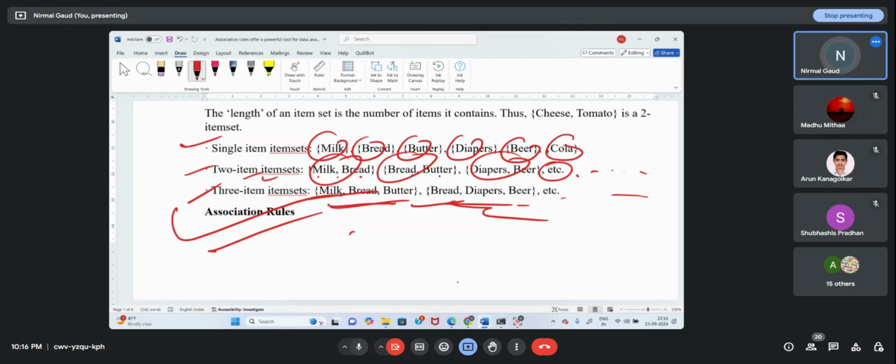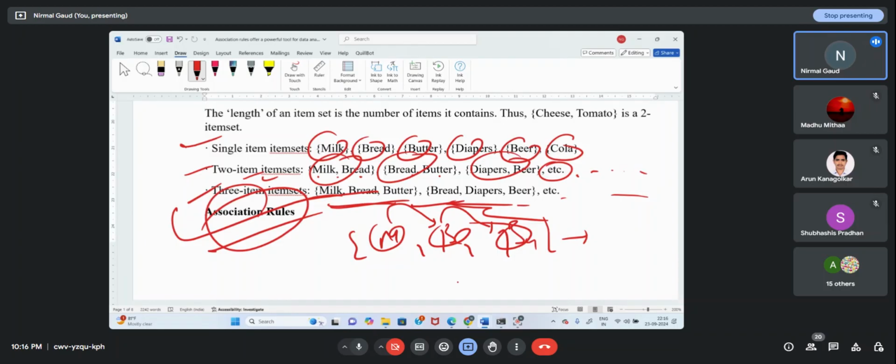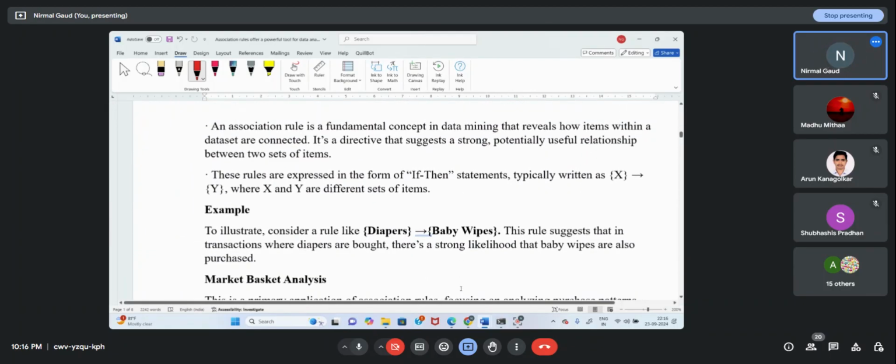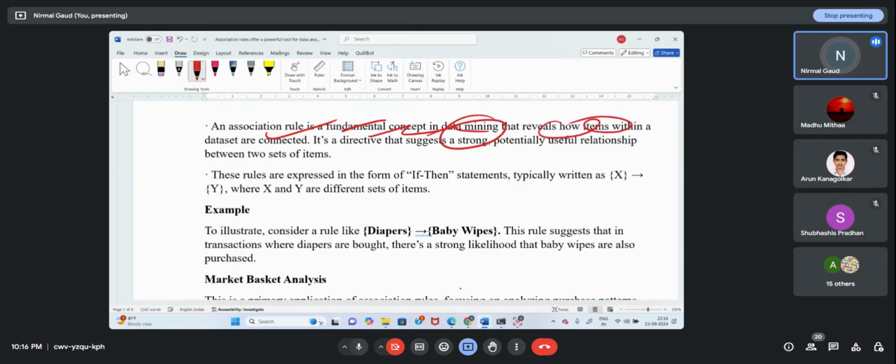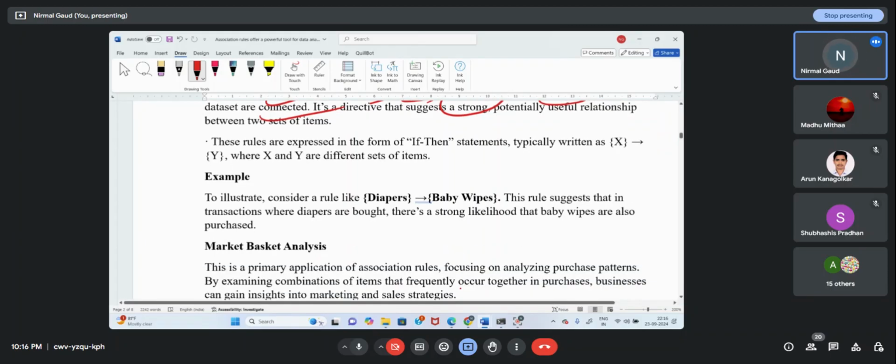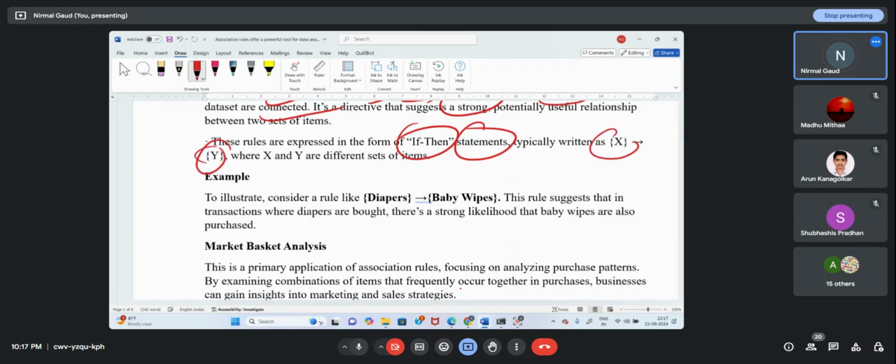Okay, you have considered a set of milk, bread, and butter, how they are correlated to each other. Am I purchasing milk, then I'm purchasing bread, then I'm purchasing butter, or not? Just try to find the association rule. Okay, so what happens is, an association rule is a fundamental concept in data mining to reveal how items are connected to each other. Okay, and we use an if-then statement here in association. That means if this, then this.